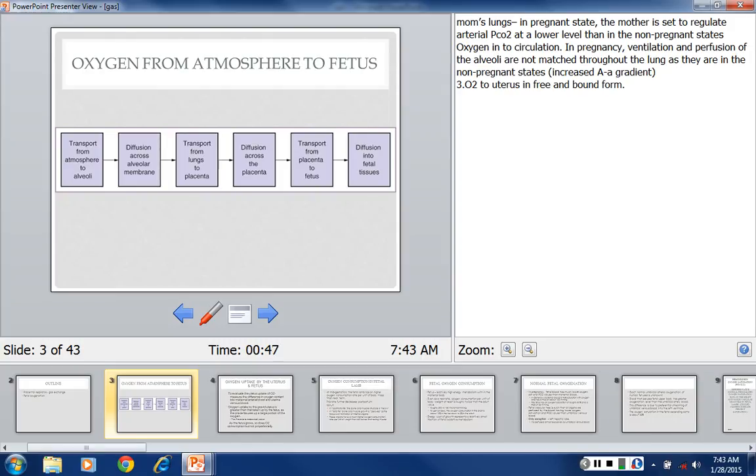Basically, we're going to know how oxygen gets from the atmosphere to the fetus. A lot of the diagrams and everything I got from Tracy, but basically, as you all know, it goes from the atmosphere into the mom's lungs, diffuses across the alveoli, into the mom's bloodstream to the placenta, across the placenta to the fetus, and then to the fetal tissues. Quite a long trip.